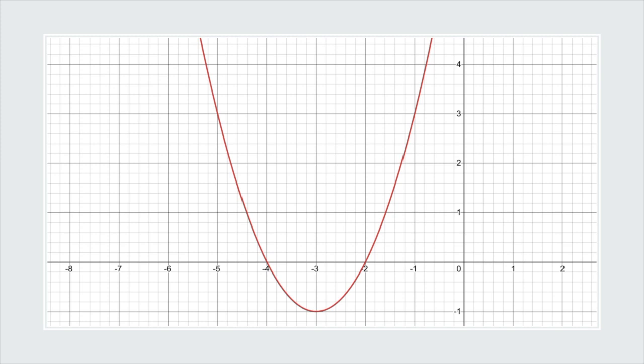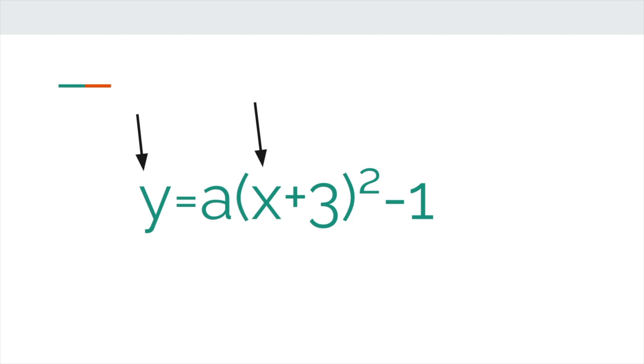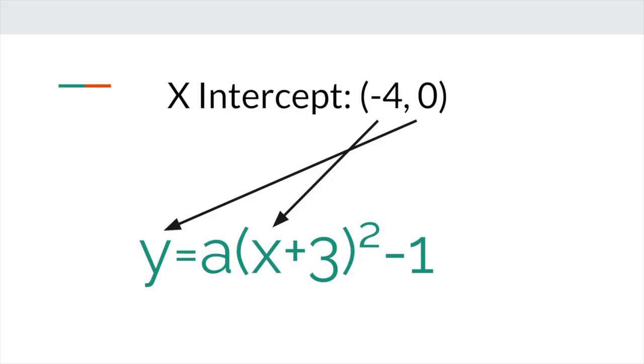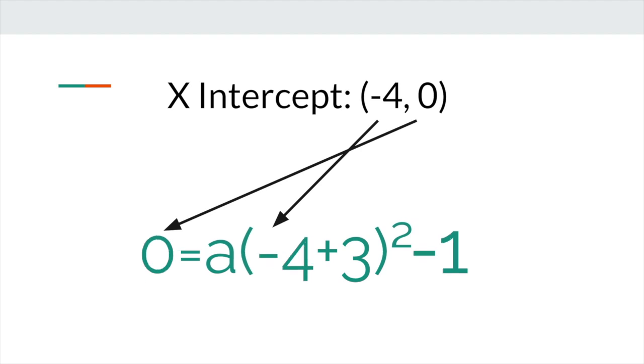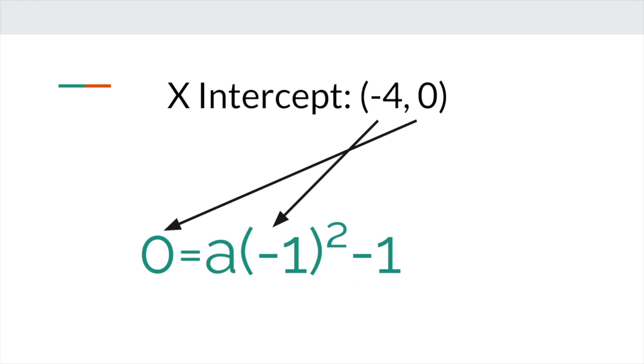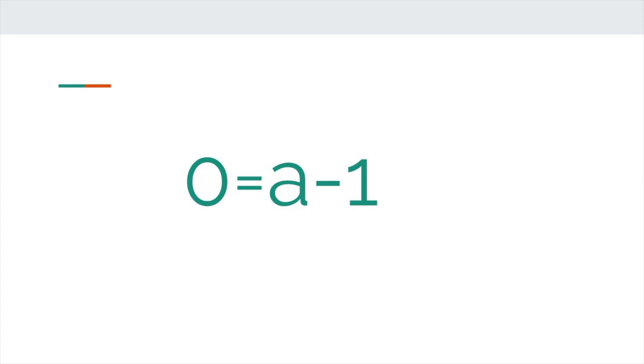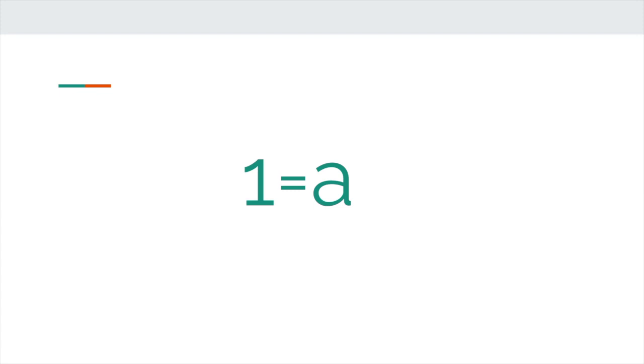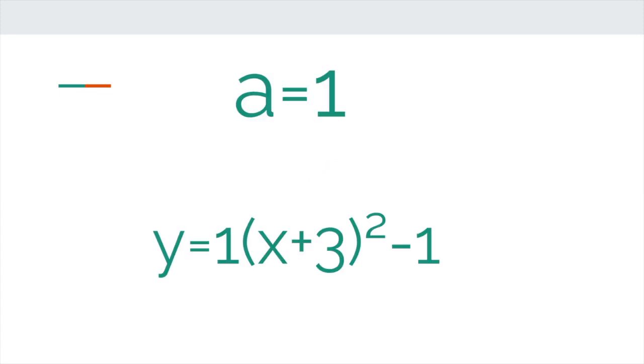Now we can see that our graph intersects the horizontal axis, or the x-axis, twice, at -4 and at -2. We need these coordinates to substitute into the x and y part of our equation to find our a value, so we can substitute one of our x-intercepts, such as (-4, 0), into our equation to solve for a. After substituting, we have 0 is equal to a multiplied by (-4 plus 3) squared minus 1, which is 0 is equal to a multiplied by (-1) squared minus 1, which is 0 is equal to a minus 1. Adding 1 to the other side gives us a is equal to 1. Our equation is now y is equal to (x plus 3) squared minus 1.